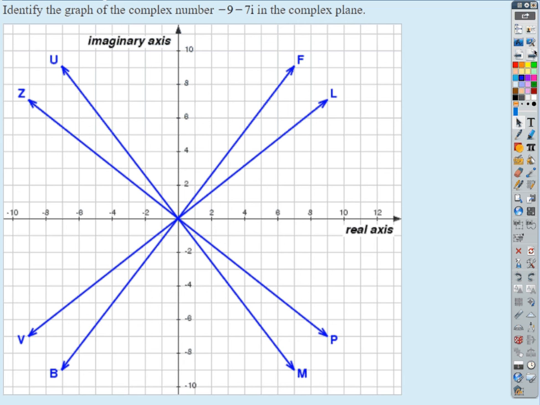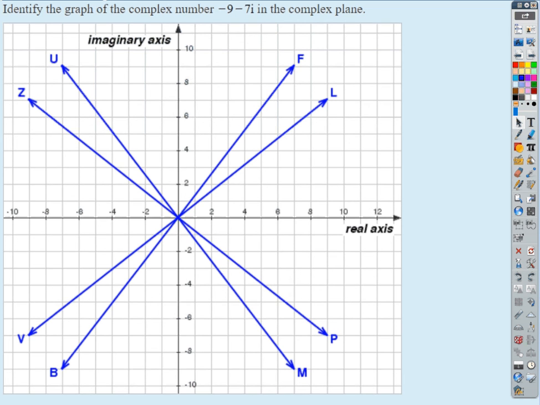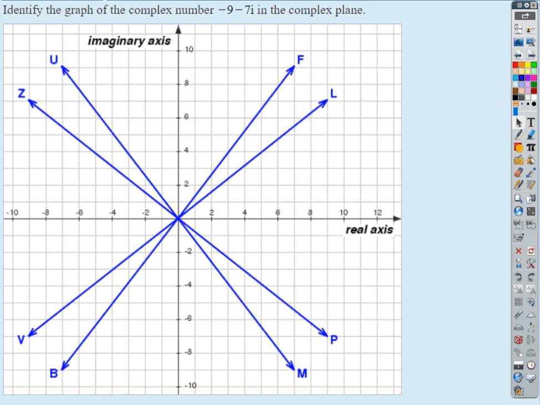Oh. I don't know if that's even right, so no. It's all it is, right? It's just going to be the one that ends on the point in the complex plane with what coordinates? -9, -7, right? The real part, what goes on the real axis, the real part is -9, so I'm going to go back 9 horizontally, and the imaginary part is -7, so I'm going to go down 7, and so it's going to be V.